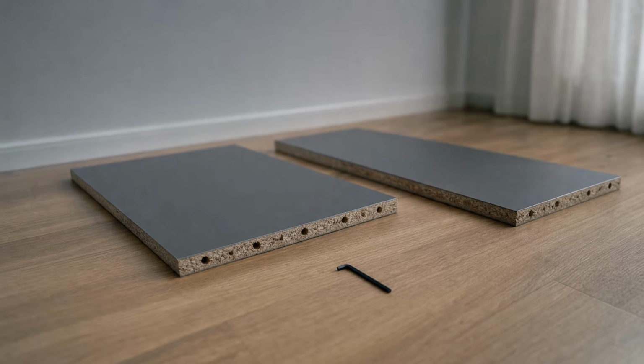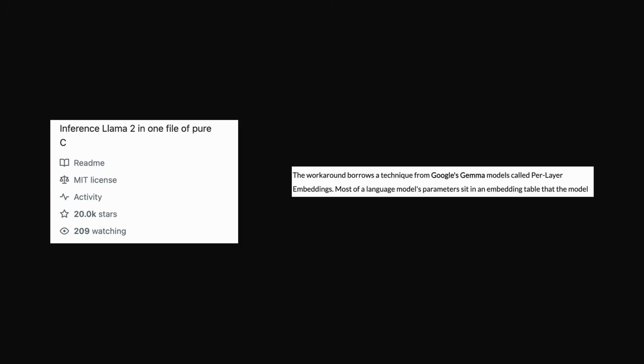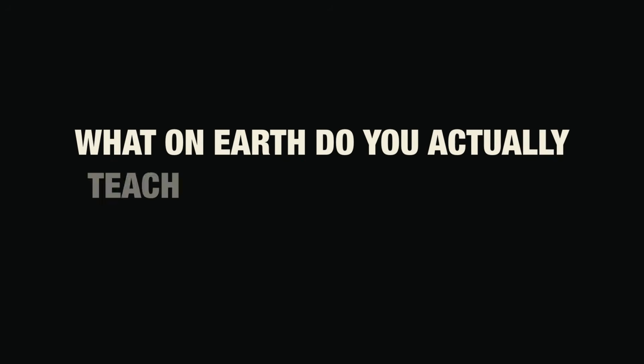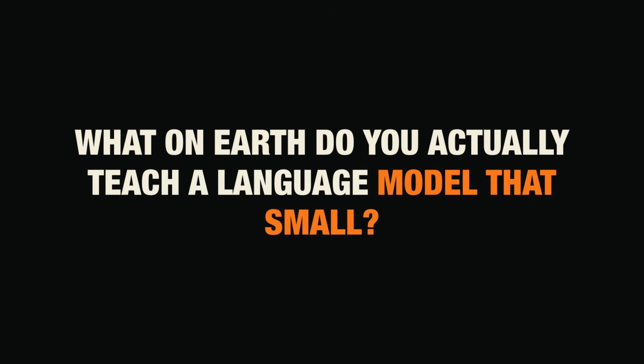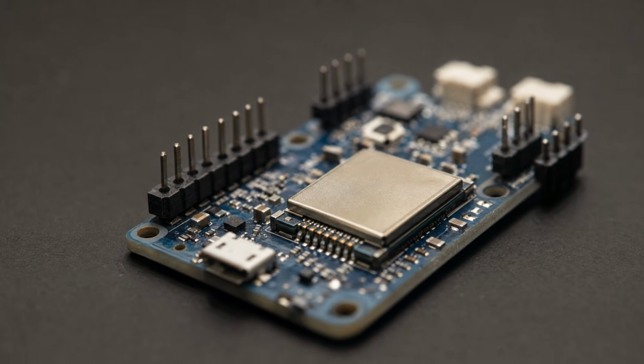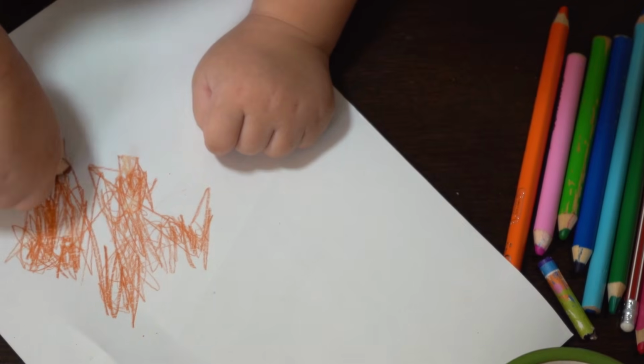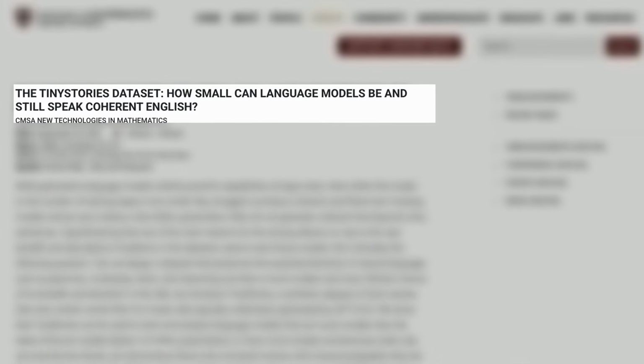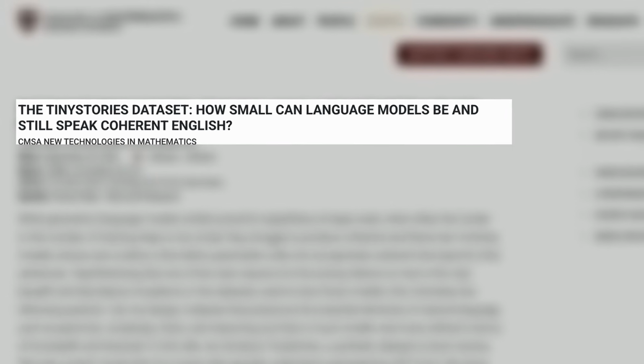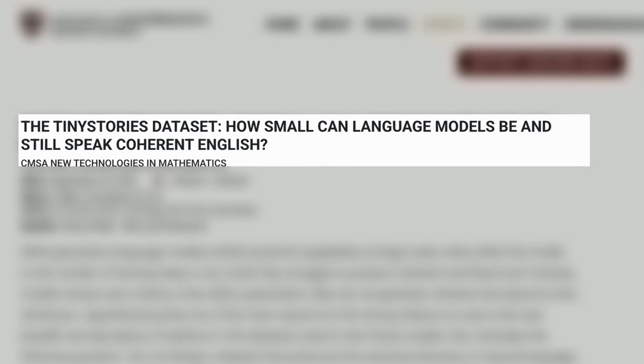So if you step back and put the pieces together, both halves of this build were actually assembled from existing proven parts. But that leaves us staring at a real Llama 2 LLM architecture running on a chip this cheap. What on earth do you actually teach a language model that small? So if you want a brain that small to actually work, you have to shrink the universe it lives in. That is why this model was trained exclusively on a dataset called TinyStories.